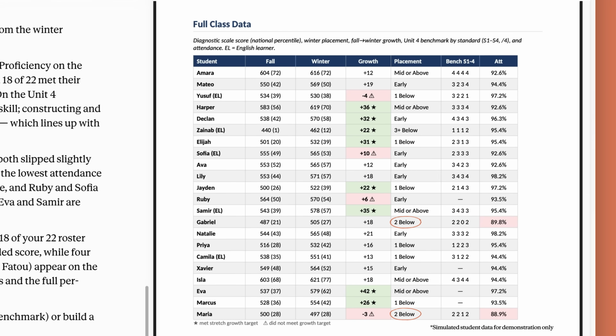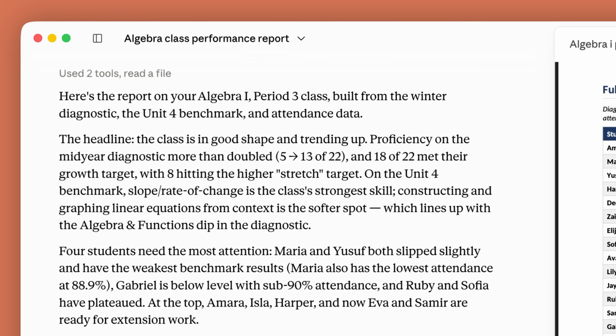I'd watched those absences pile up. Now I've got the data to bring it back up and to bring to their families when I call. Claude even gives me a place to start. Reteach graphing equations with real-world context. So now I actually understand how my whole class is performing.